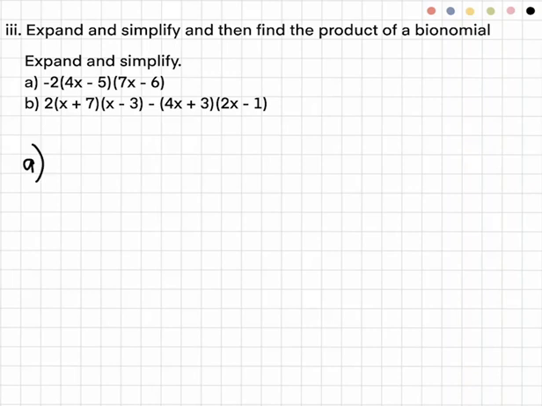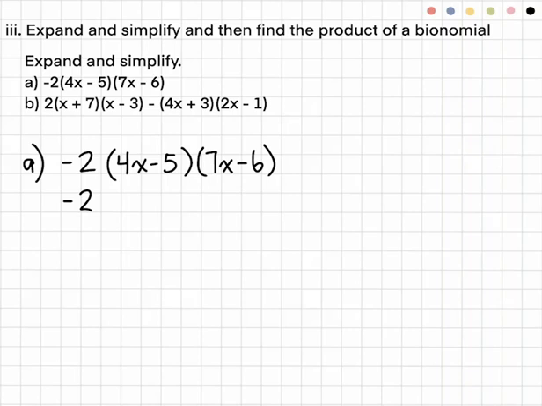We've got a negative 2, 4x minus 5, and 7x minus 6. Now what we're going to do with that negative 2 is we're just going to bring it down on each line as we use the distributive property. We're not going to touch it just yet, so let's just bring it down a line. And now let's use FOIL.